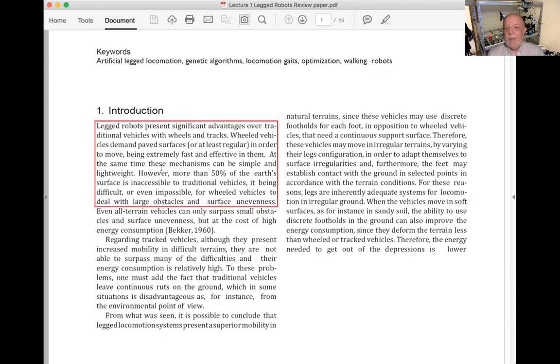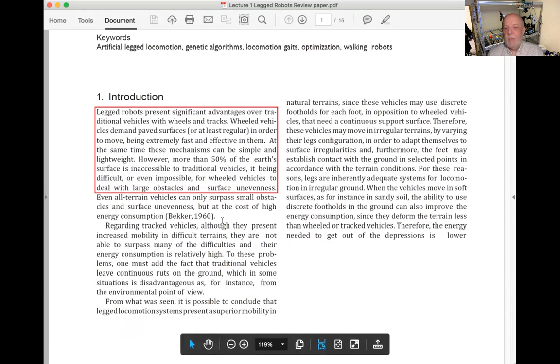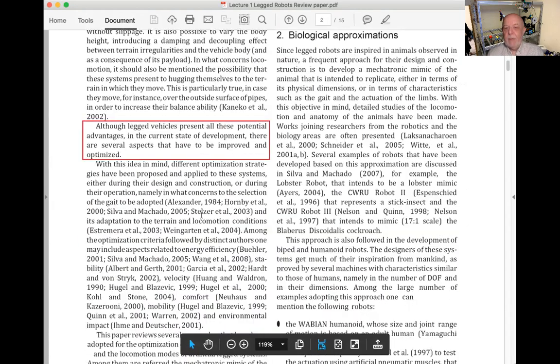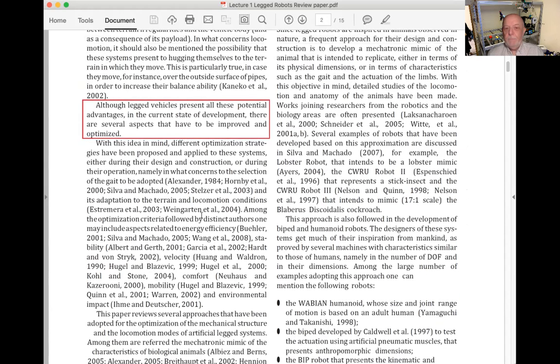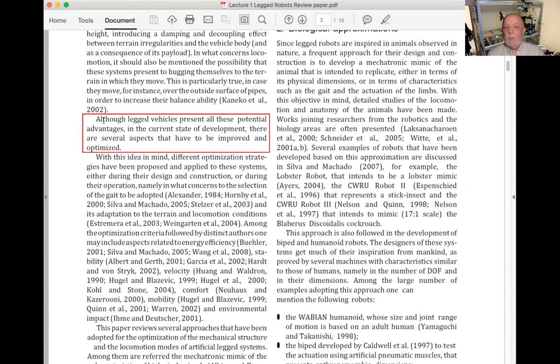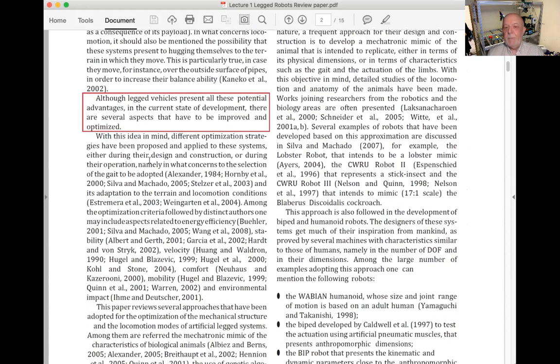So this review paper, before it starts looking at what other people have done, is talking about why you'd want to do that. So that's a nice introduction. And then if we go on down the paper, it talks about the problem. We're saying, okay, we want legged robots. They're better than wheeled robots in many situations, but there are some problems. And if we look at the current developments, the papers that people have produced, we can see what the issues are and how people have got on.